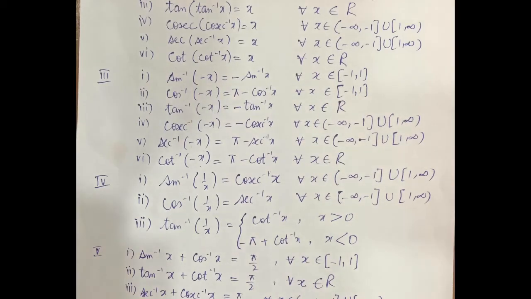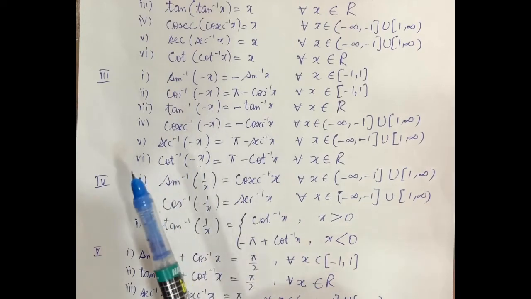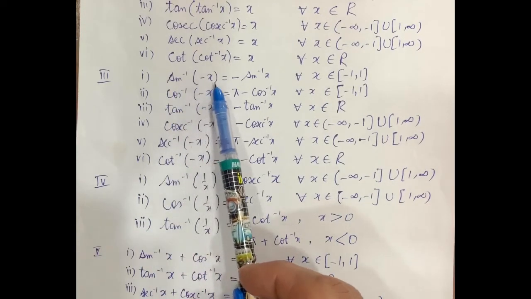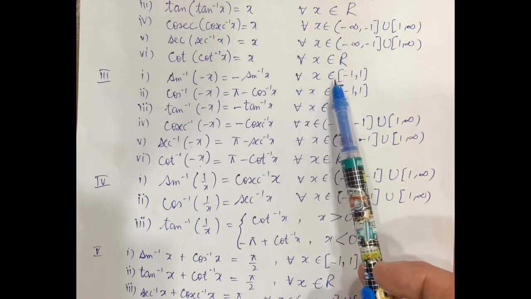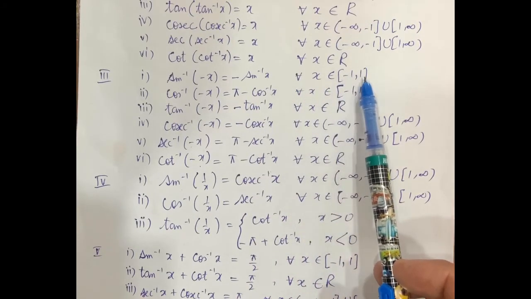We continue with inverse trigonometry. Let us revise properties. So we studied last time sine inverse of minus x is minus sine inverse of x for all x which belong to the interval minus 1 to plus 1.